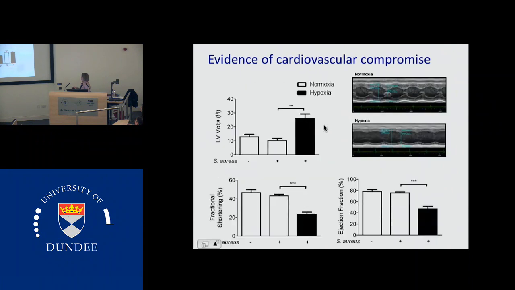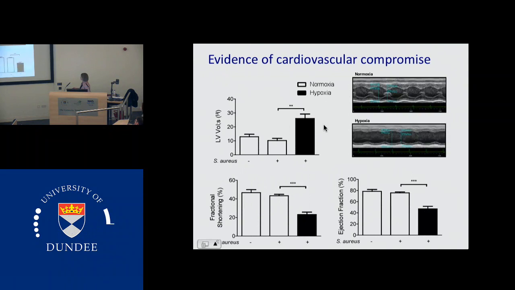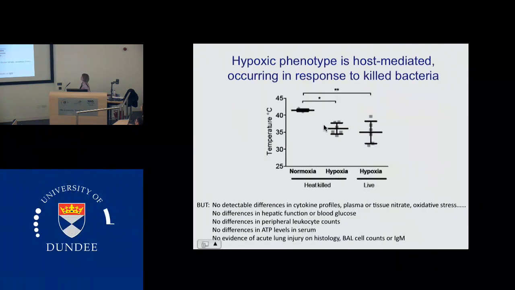What we did see was a very profound cardiac phenotype. So as the mice became hypoxic and hypothermic, they became bradycardic, they became hypotensive, and they had a markedly reduced ejection fraction. And a clever colleague in Sheffield was able to do echocardiograms on these mice, and you can see that the normoxic mice show normal cardiac contractions, which you don't see in the hypoxic group.